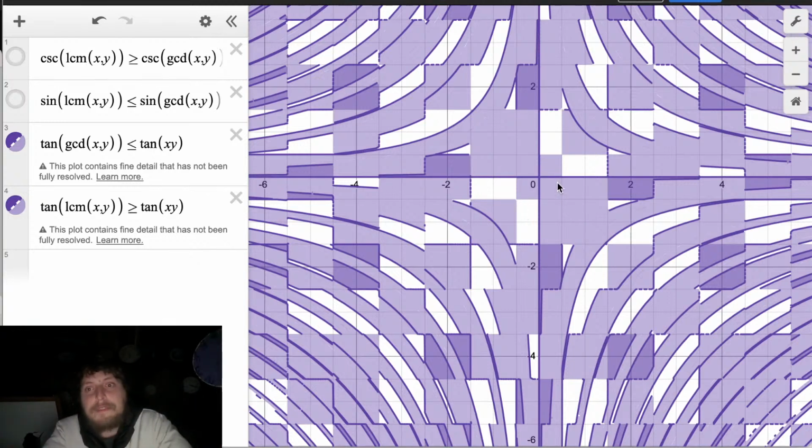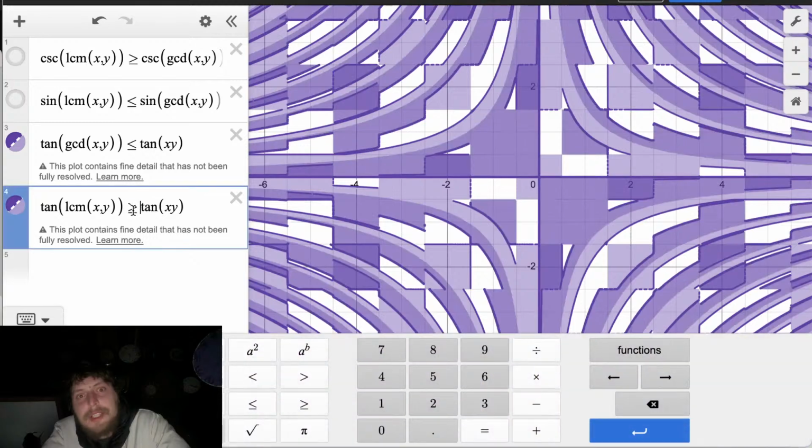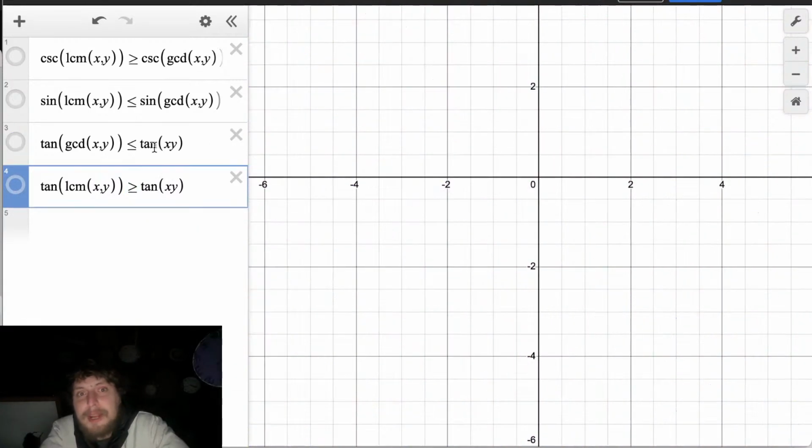And when it's a filled in line, like a darker line, that's where one of the equations meets equality as opposed to just inequality holding. So those are pretty wacky. Let's save those to edit in a minute. The one other experiment I had here is I wanted to put the least common multiple and greatest common denominator against each other on different sides.